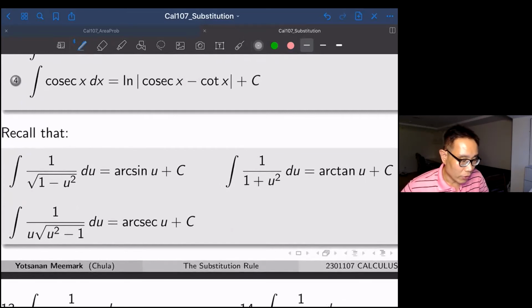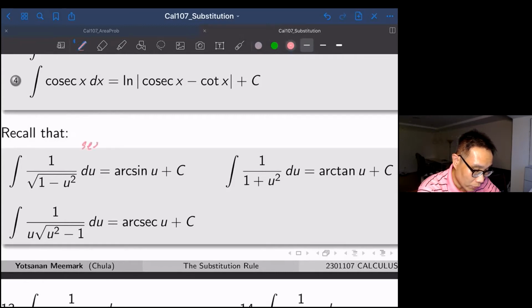The next one is that you like to integrate functions in the form of 1 over square root 1 minus u square, and functions in terms of 1 over 1 plus u square, and another one will be 1 over u times square root u square minus 1. I'm going to emphasize this is the thing that you must see, so I'm going to write it down.